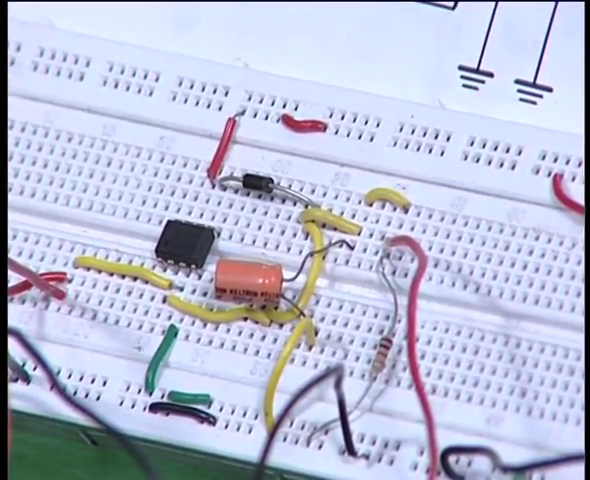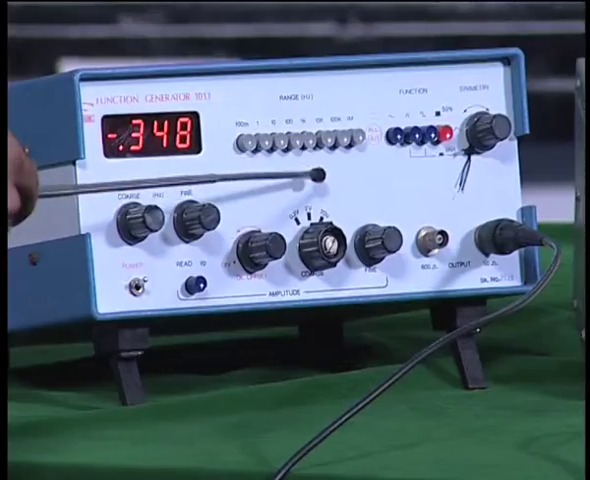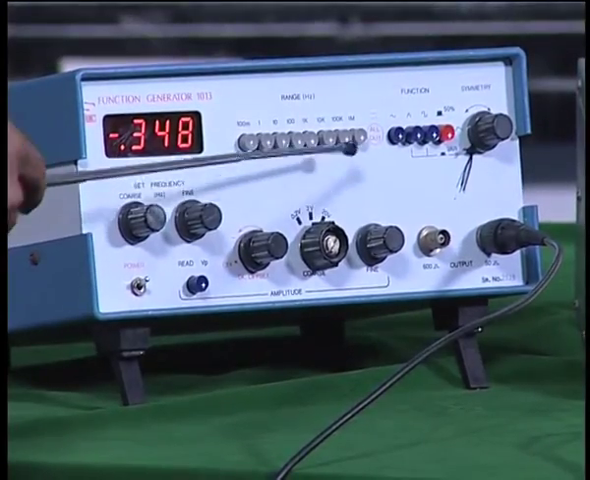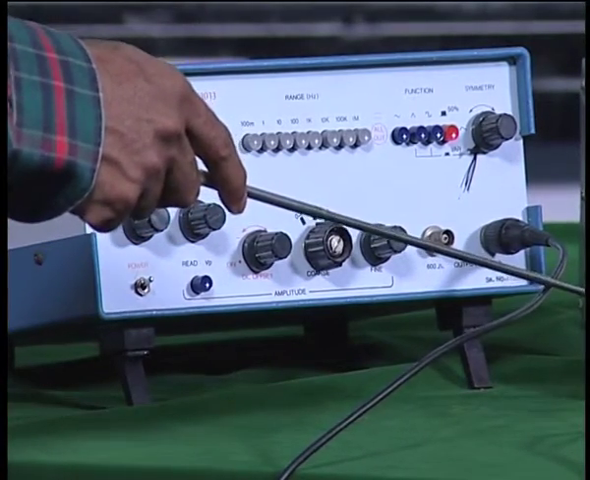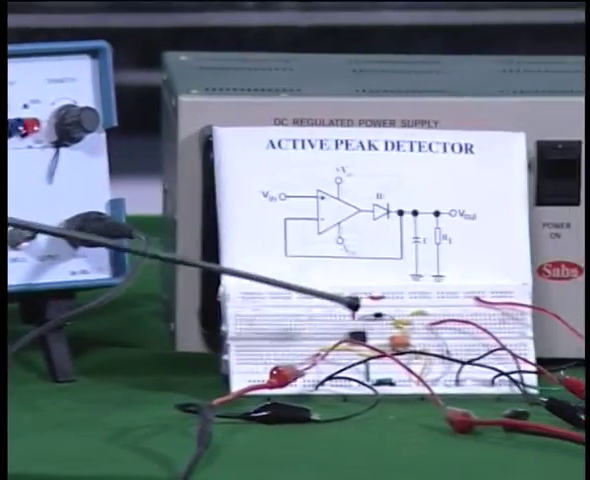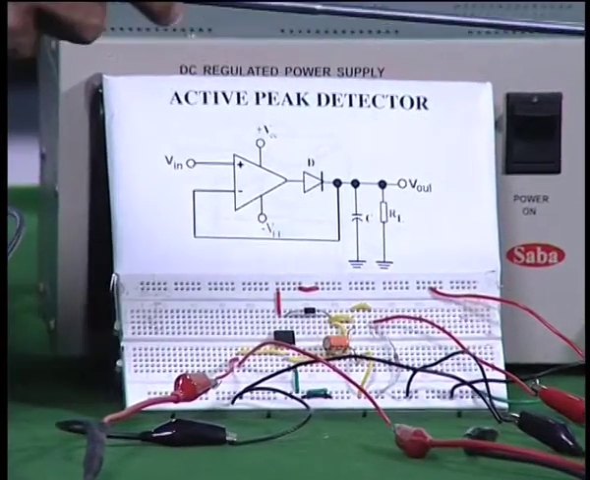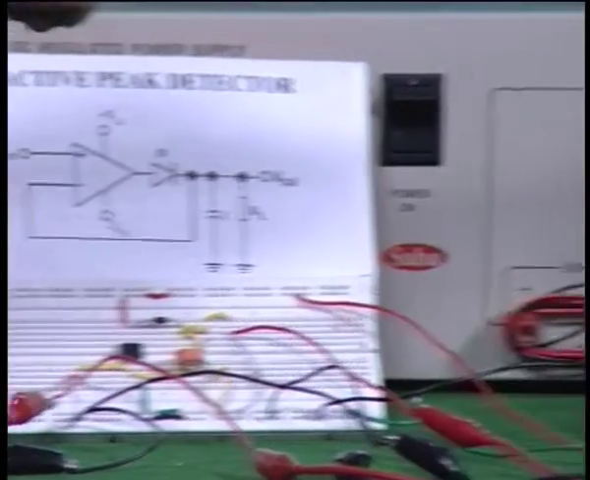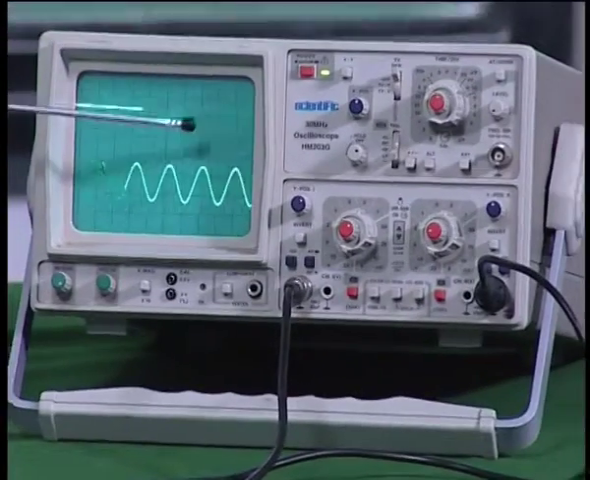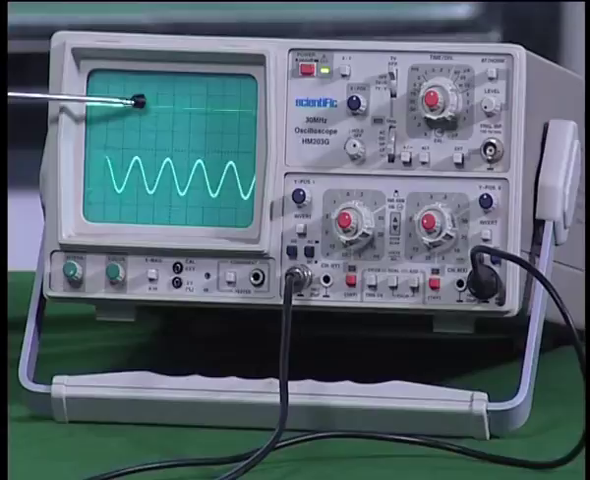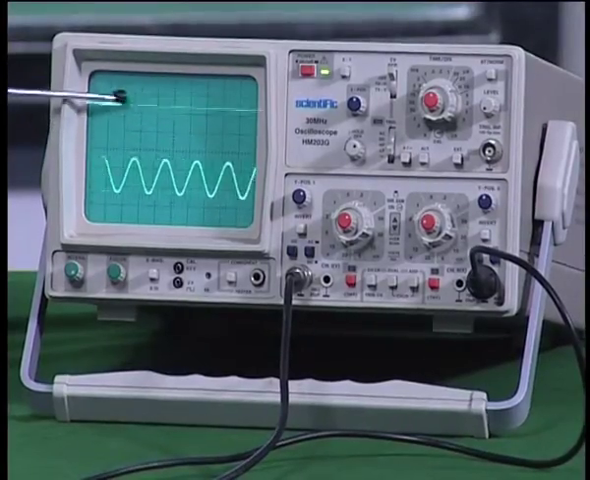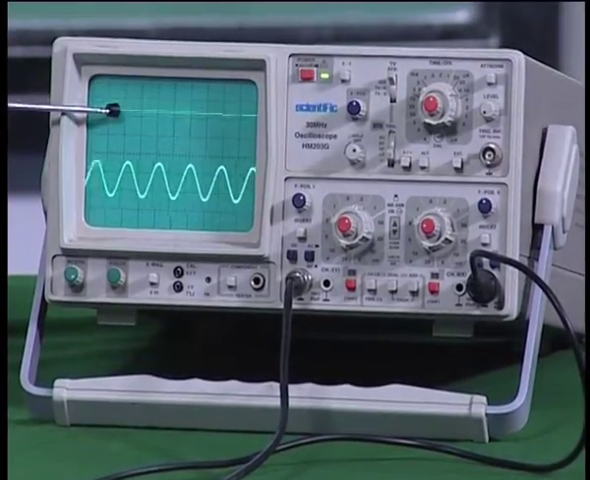The input is again given from the function generator. As usual in the previous case, the output is connected to the input of the circuit, and the output of the circuit as well as the input of the circuit are monitored on the oscilloscope, which you see here. On the oscilloscope, this is the input, the sinusoidal wave at the bottom, and the output you see is a DC. It is a straight line, it is a DC.